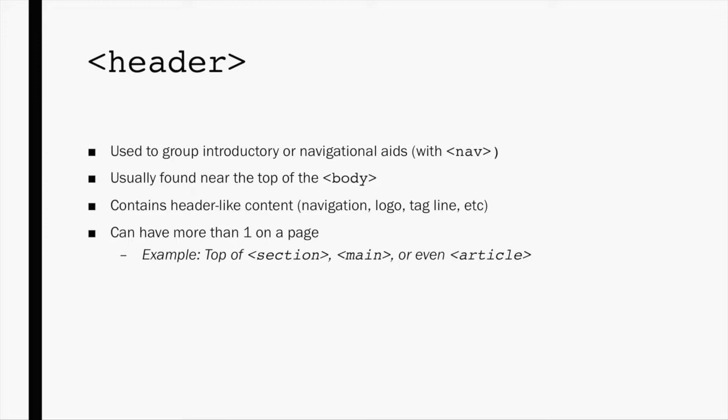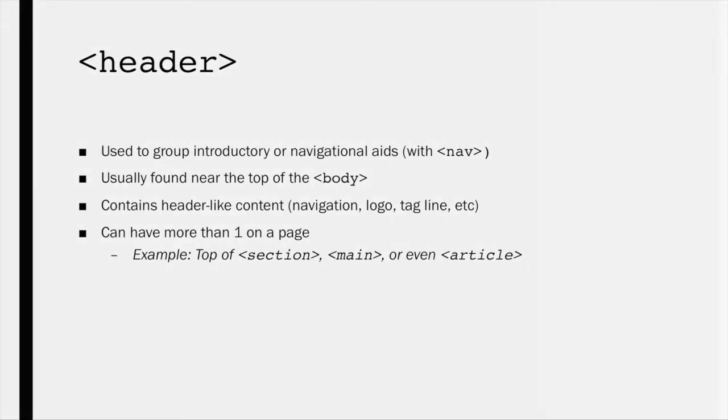Usually contains a nav tag or other items that are relevant to the company or organization that is using the web page. Usually found near the top of the body, it can contain items such as navigation, logo, tagline, etc. And you can have more than one of these on a page, such as the top of a section, a main, or even an article.